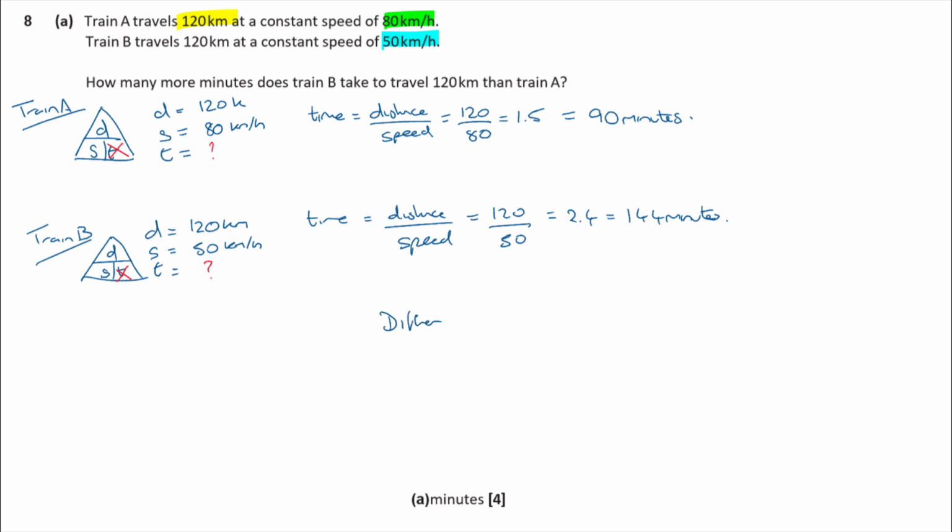Difference is going to be 144 minus 90. Just get into the habit of writing down anything that you type into your calculator. It's good practice. If you make a mistake with your calculator, you're still going to get the marks for method. So difference is 54 minutes. And that's my answer then, isn't it?